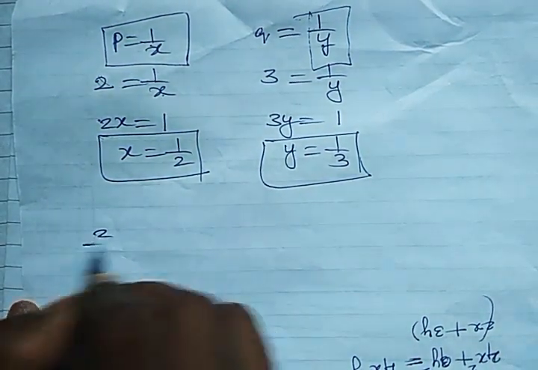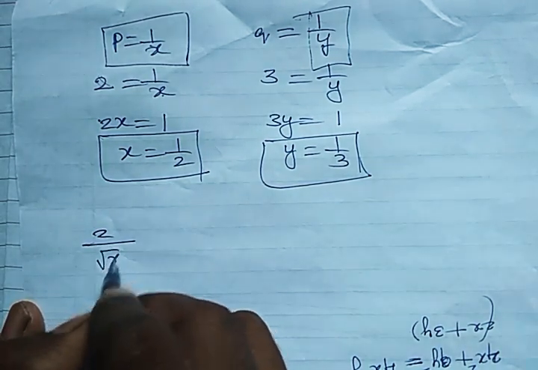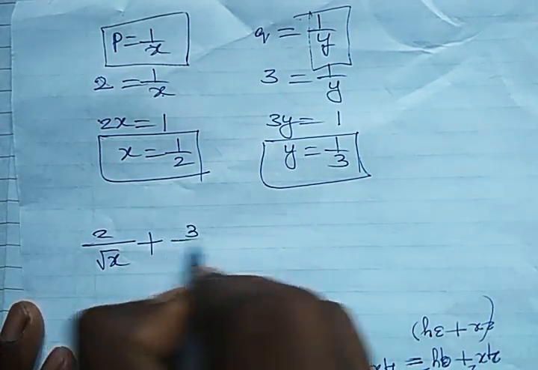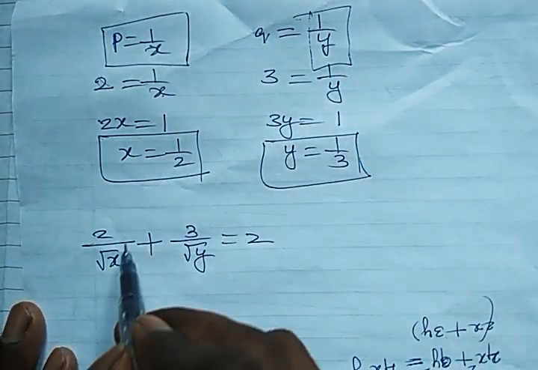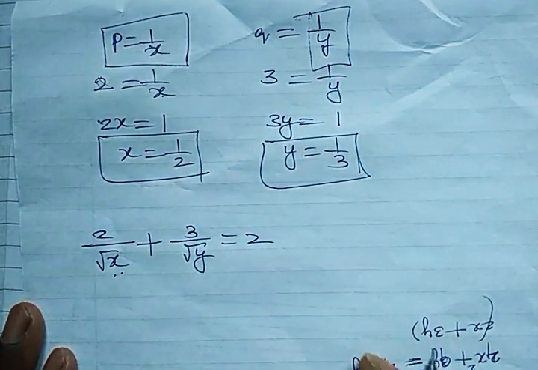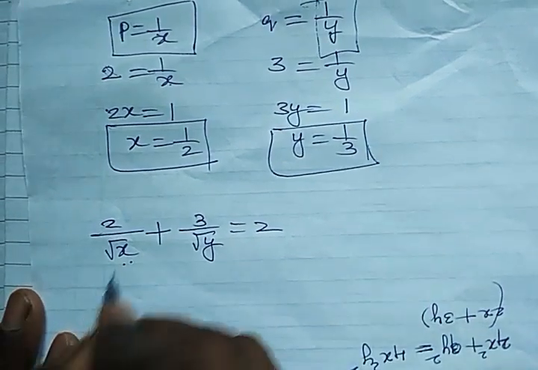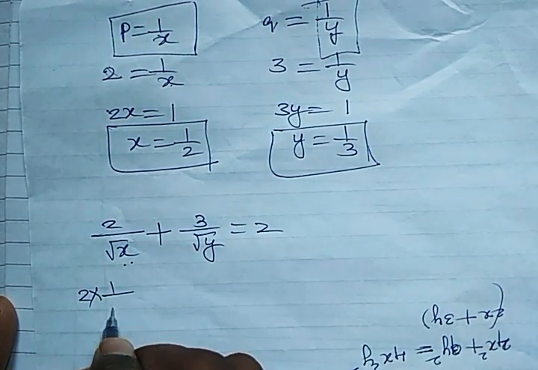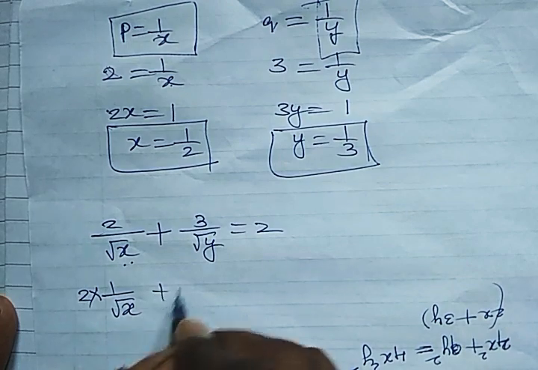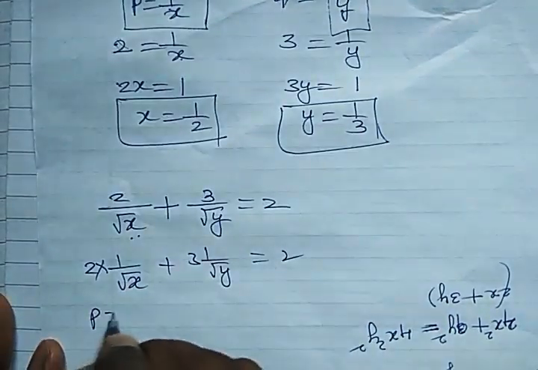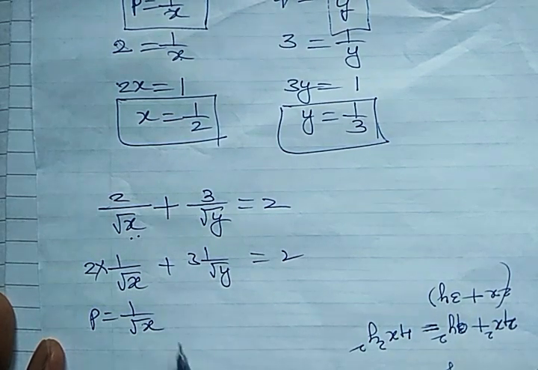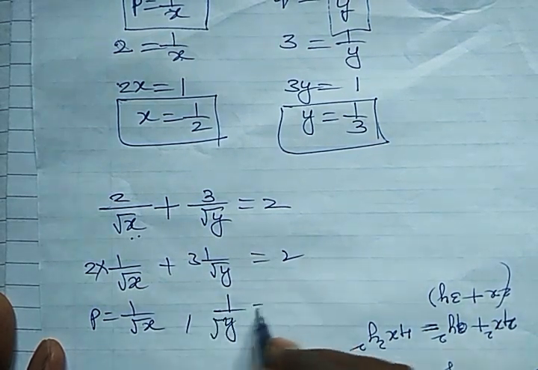Maybe in the second question it is given like this, 2 by root x plus 3 by root y. Here we may get a question, sir, 1 by x we considered as p, but here it is 1 by root x, now what to do? Nothing, you will write it simply 2 into 1 by root x plus 3 into 1 by root y is equal to 2. Now we will consider 1 by root x as p and 1 by root y as q.